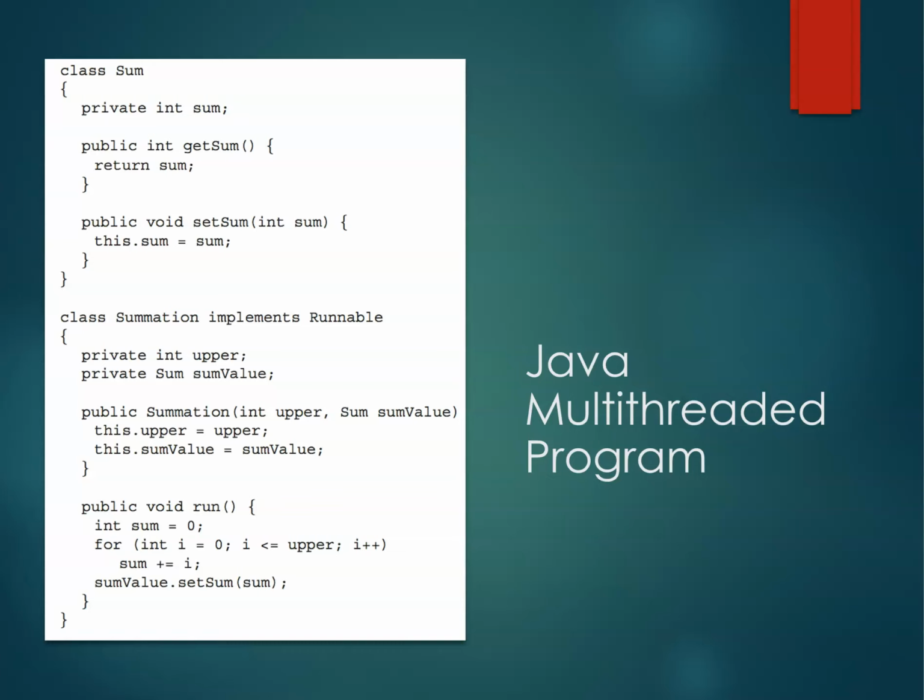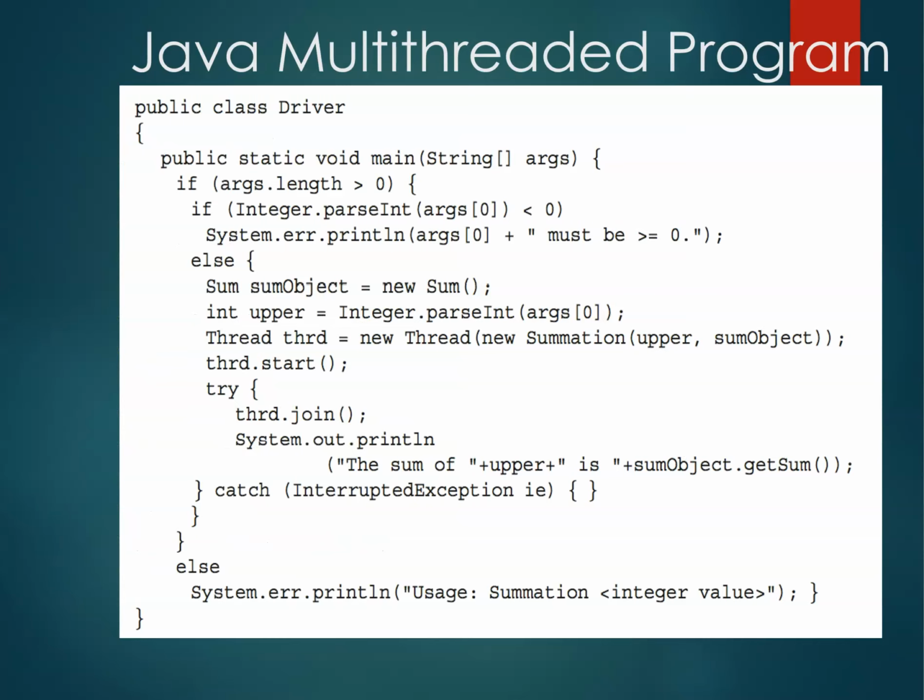And so in Summation, we take our parameters and set things up appropriately. And then when we run it, we just go ahead and sum up the values. And then we'll set the sum on the SumValue class. So here's our driver, okay? We create a sum object, and we create a new thread containing a new Summation object, and call start. And when we then join to run it, and when it is done, it will print out the results.